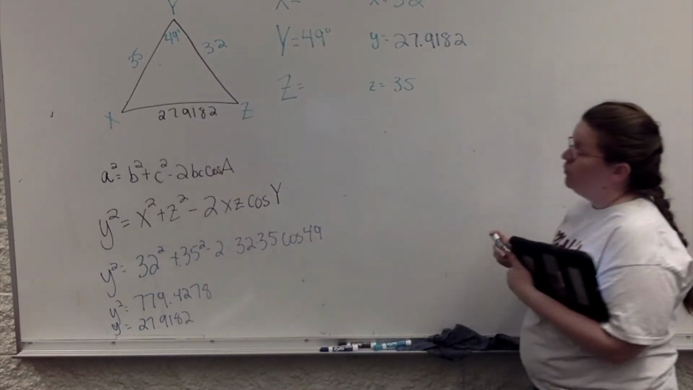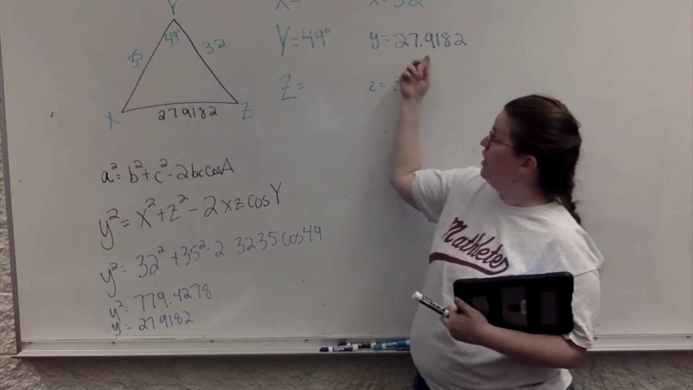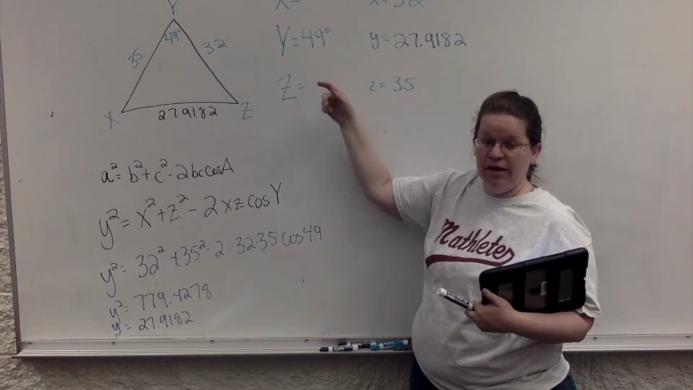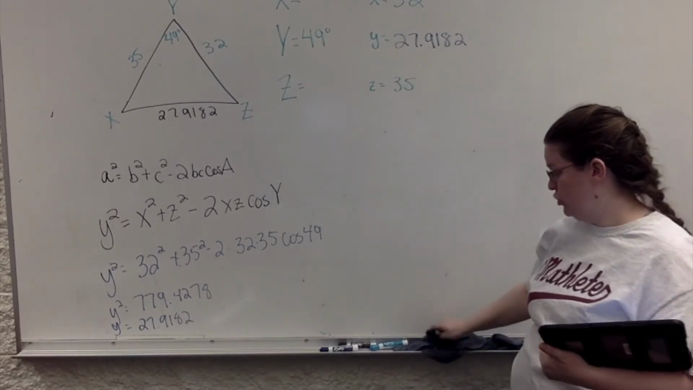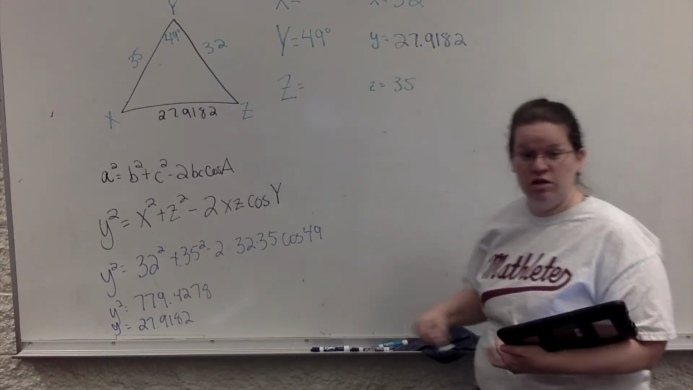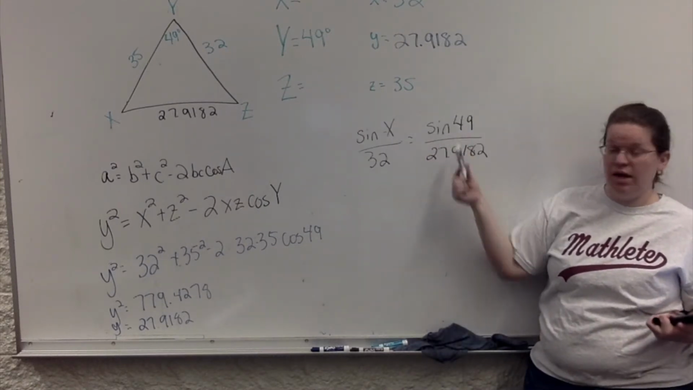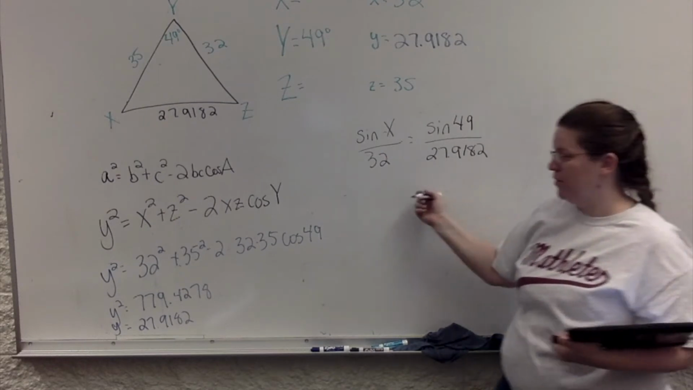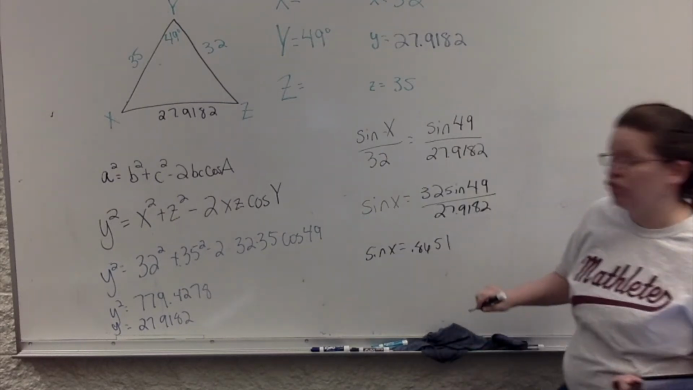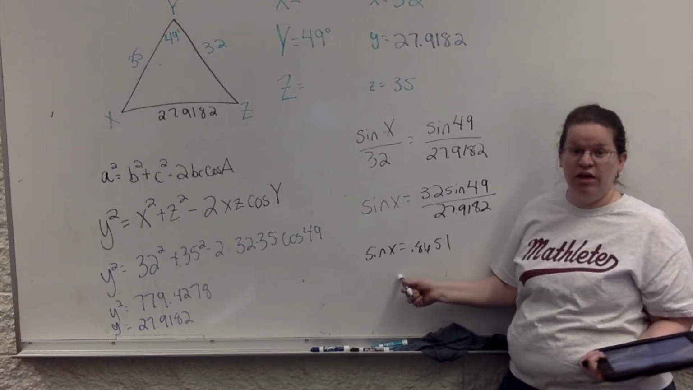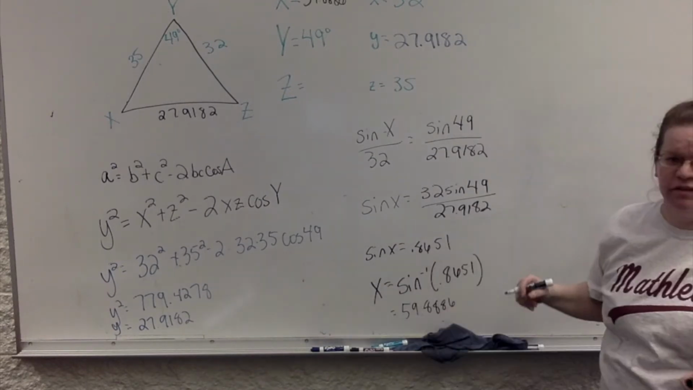So now, because I have the angle and the side that's across from it, I have a pair. So now I have enough information to finish this problem using the law of sines. So I have sine of x over x equals sine of y over y. I'm going to multiply both sides by 32. So remember, I'm not looking for sine of x, I'm looking for angle x. I want to know the angle, I use the inverse trig function for that.